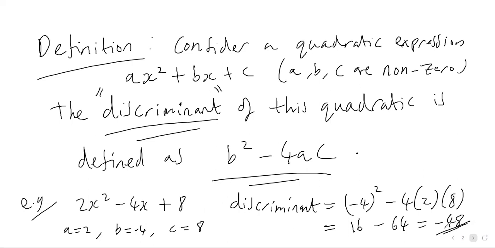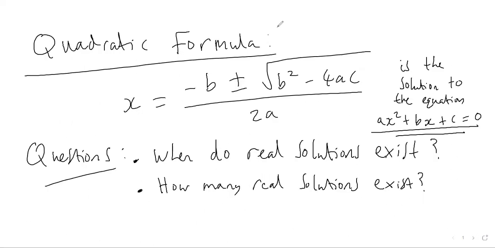So why is this important? Well, if we look at our formula back here for the solutions to this quadratic equation, we see that this discriminant is here. We take the square root of this b squared minus 4ac. So let's just make a note here that this is the discriminant. Okay, so that's part of our quadratic formula.